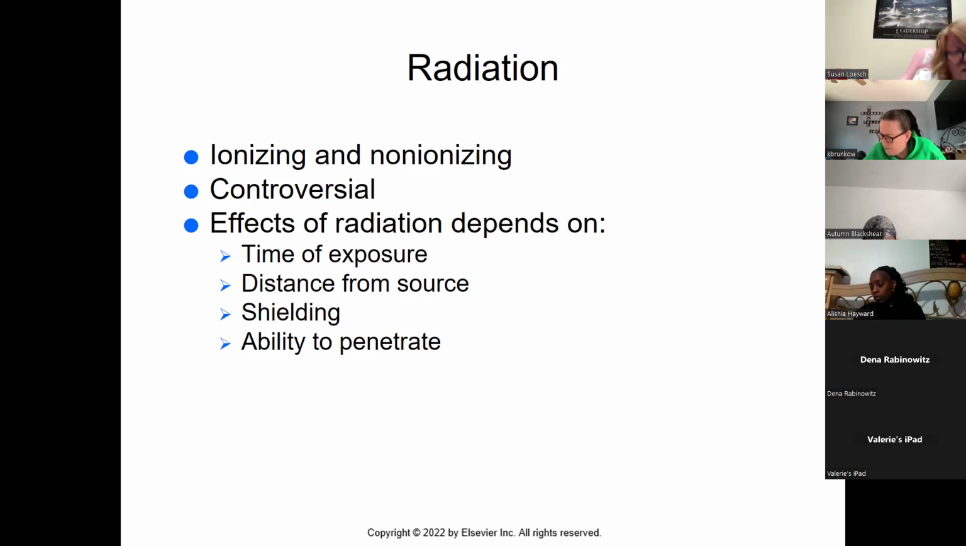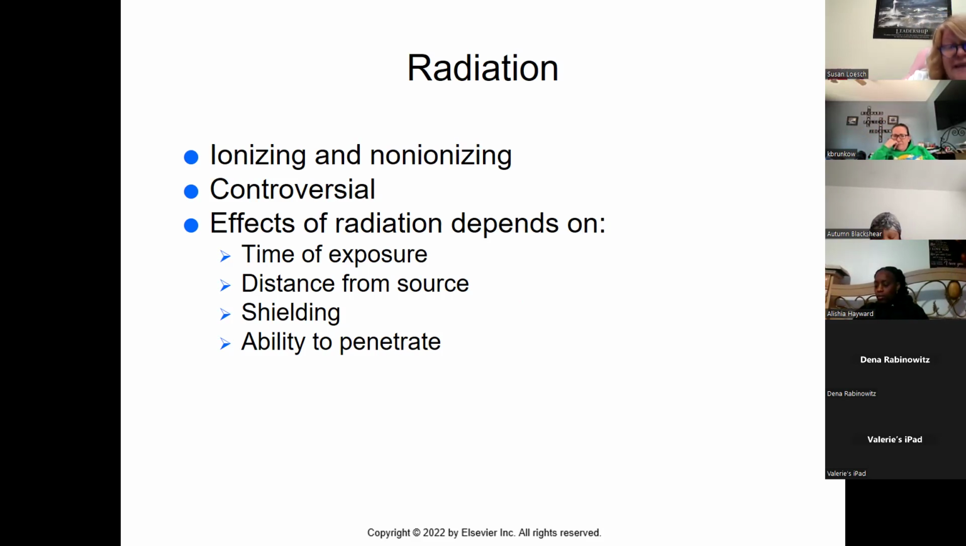Distance from the source. So what does that exactly mean? So if you're taking care of somebody that's receiving radiation and they have some sort of an implant, radiation at the bedside, distance yourself far away from that. Like if they have the radiation in the groin, you may want to stand towards the head of the bed and talk to them. And then shielding.